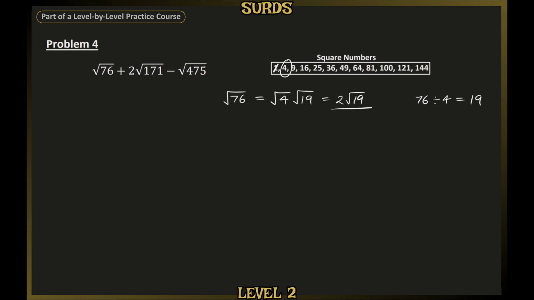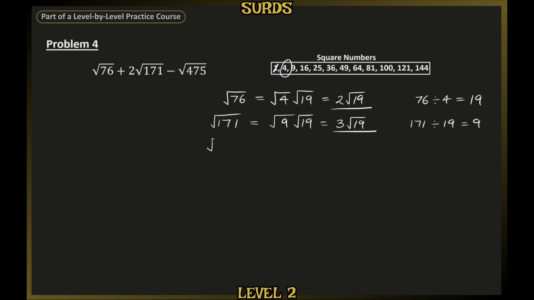Now moving on to the next surd, we have the square root of 171, which is a large number, but we know that we want the surd part to be the square root of 19. So we just need to find a number that multiplies by 19 to make 171. So if we take 171 and we divide it by 19, the answer we get is 9. So the square root of 171 can be written as the square root of 9 times the square root of 19. And because the square root of 9 is 3, this becomes 3 root 19.